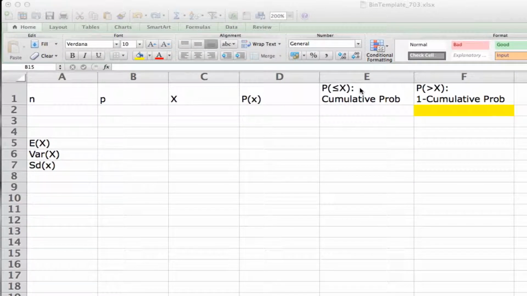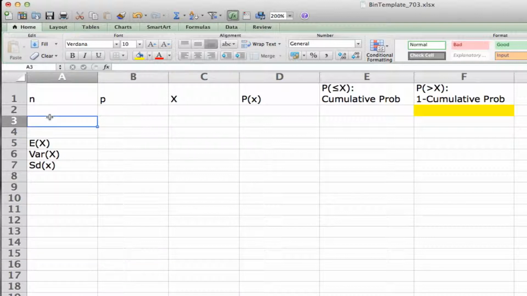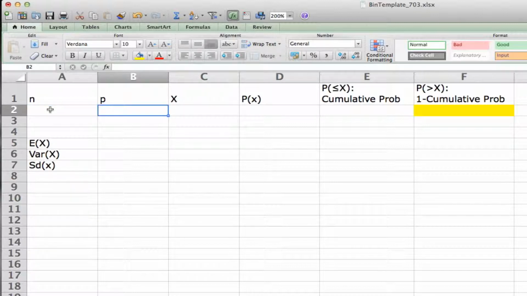Anyways, to get started, let's take a look at this template that I have set up here. You'll notice in column A, row 1, I have n. n is going to be the sample size or the number of trials. In column B, we have P. P is the probability of a success. In column C, we have X. X is the number of successes.